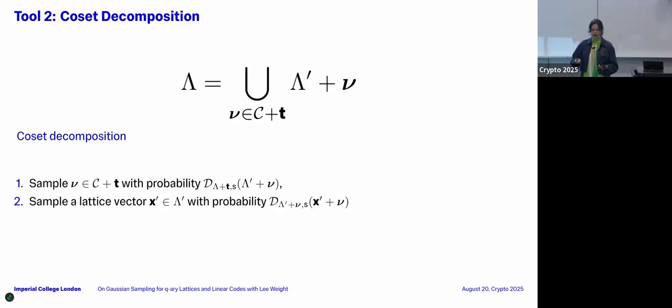So the idea with coset decomposition is we have our lattice lambda, and we express it as a disjoint union of its cosets. And then we have a very nice generic sampling method that we can use from this. So we first sample a coset representative. In this case, it'll be from the code. And then we can sample a lattice vector from the pre-selected coset.